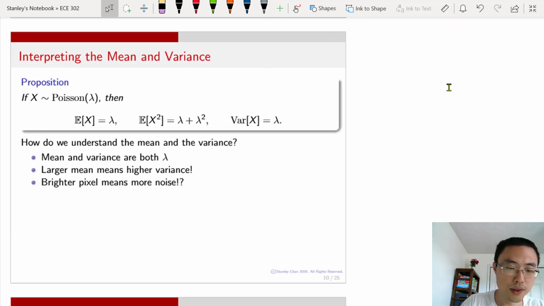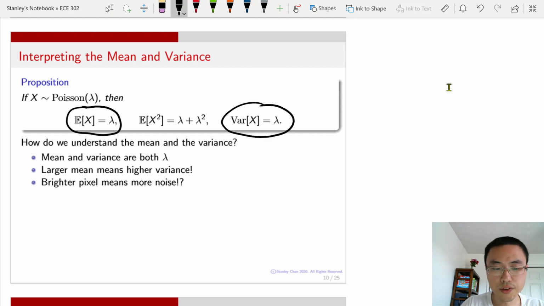Look at this. This is the mean. The mean is lambda. The variance is also lambda. Now, if you recall the beginning, we have a camera, and the camera is collecting photons. The photon arrival is determined by lambda, and lambda is the brightness of the scene. So if I have a brighter pixel, that means my mean value will be higher, which makes sense, right?